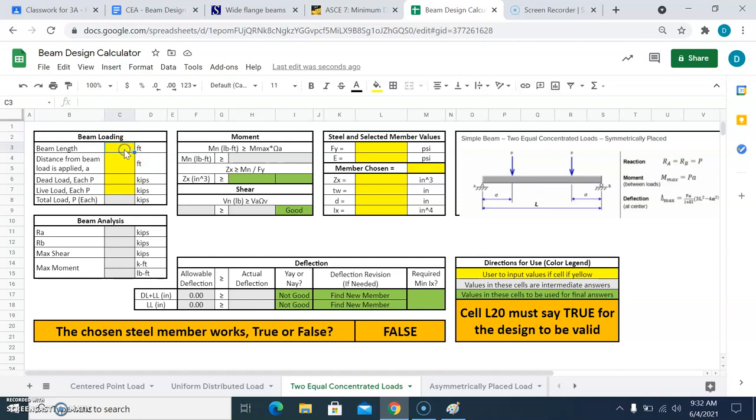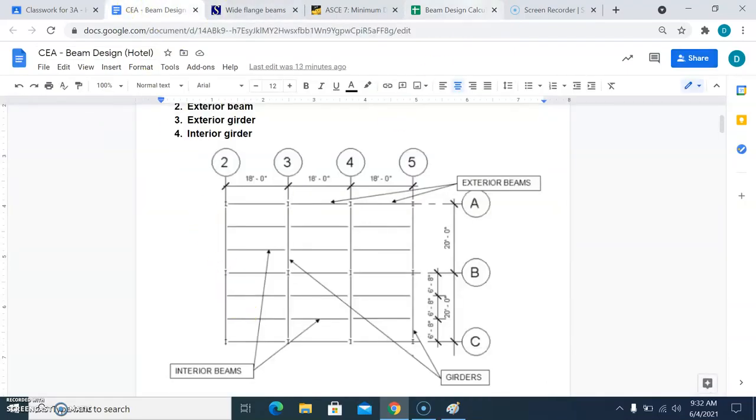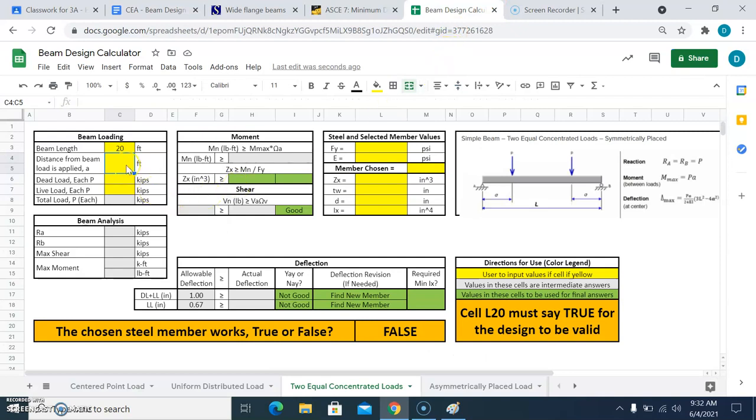So the beam length, 20. Remember, beam and girder are the same thing. We just call them something different for distinction purposes, but they're all I-beams. Distance from the load, I guess that's going to be 6.67. And it's asking me what my dead load is and what my live load is.